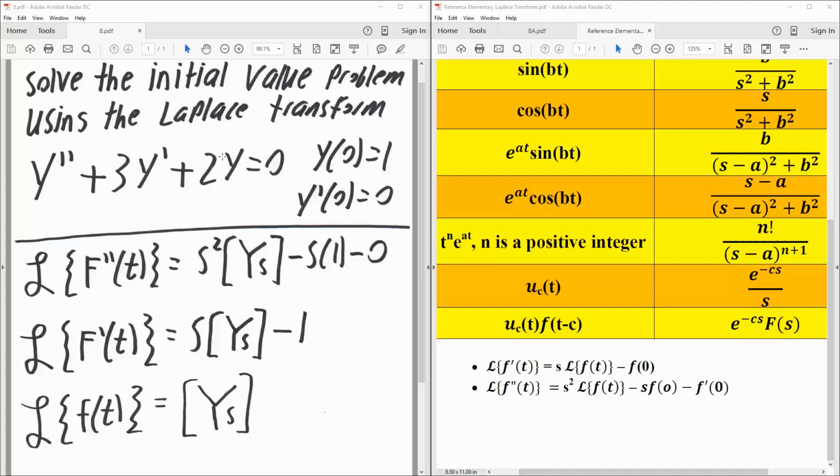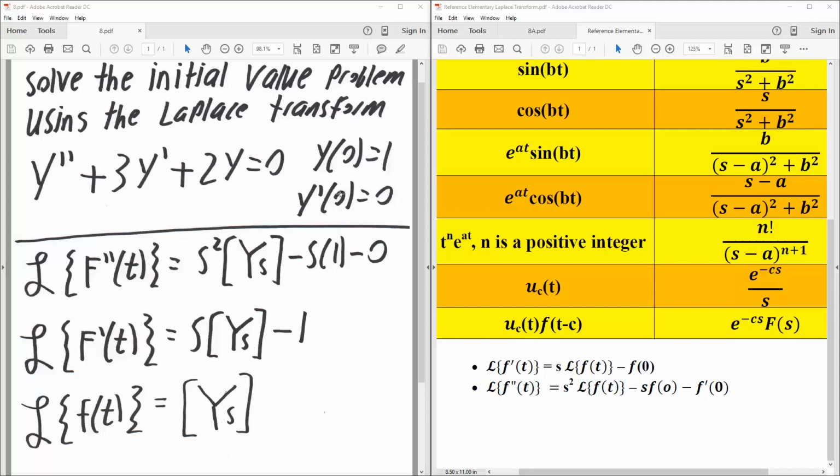Okay, in this video, we want to solve the initial value problem using the Laplace transform. In the last video, we solved this exact same question, but in a less traditional manner. In this video, we'll solve it in a more traditional manner. So we have y'' + 3y' + 2y = 0, with y(0) = 1 and y'(0) = 0.